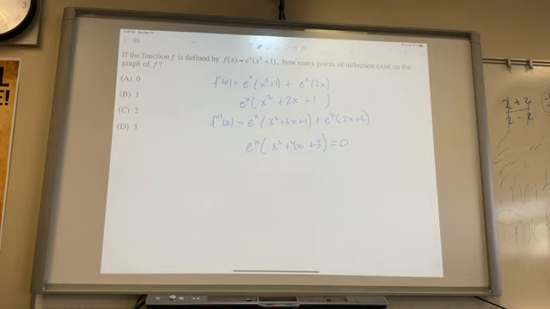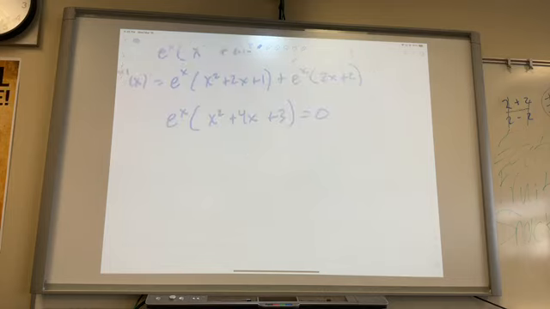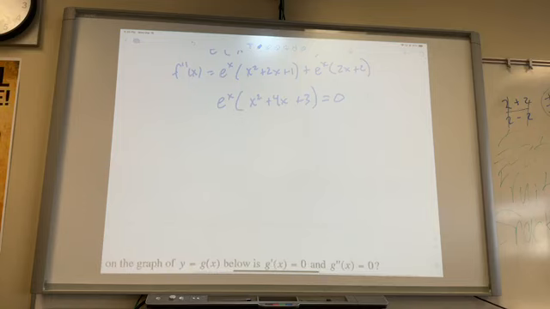Alright, ready? e to the x never equals zero. What did I tell you about e to the x equals 0? It never happens. Very good. Look at the graph of e to the x. Also, because you can't take the ln of 0.